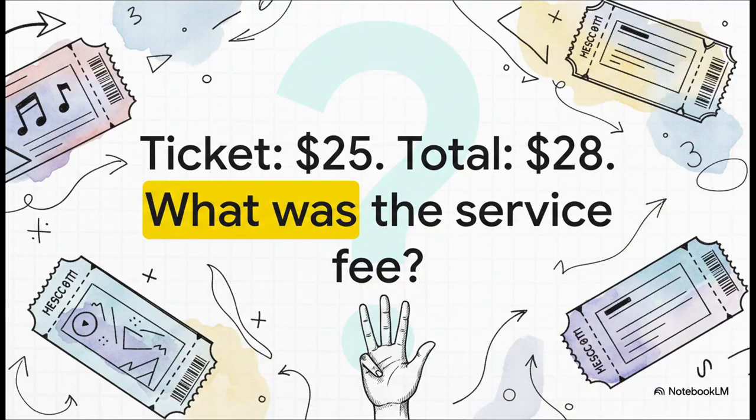So here's a little brain teaser for you. A concert ticket is $25 plus some kind of service fee. Your total comes out to $28. So what was the fee? You probably just solved that in your head, right? Of course, it's $3. Well, guess what? You just did algebra. Seriously.